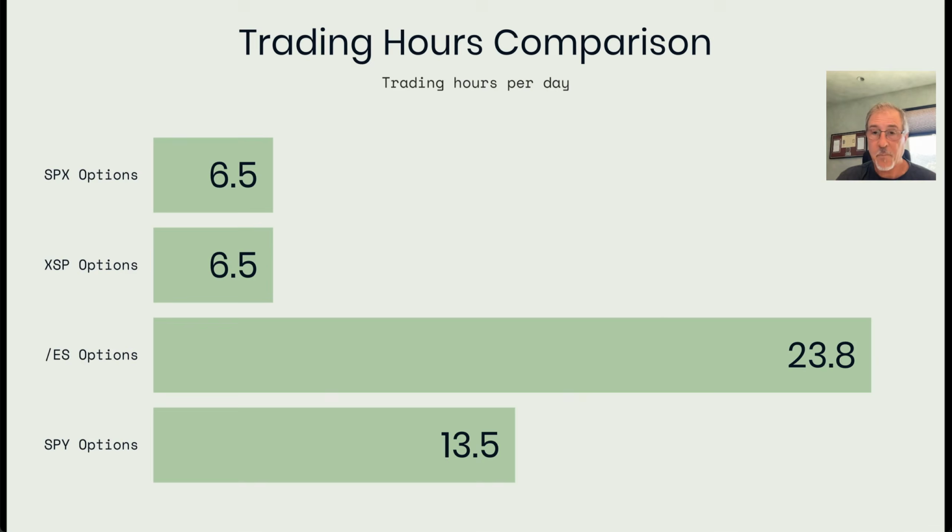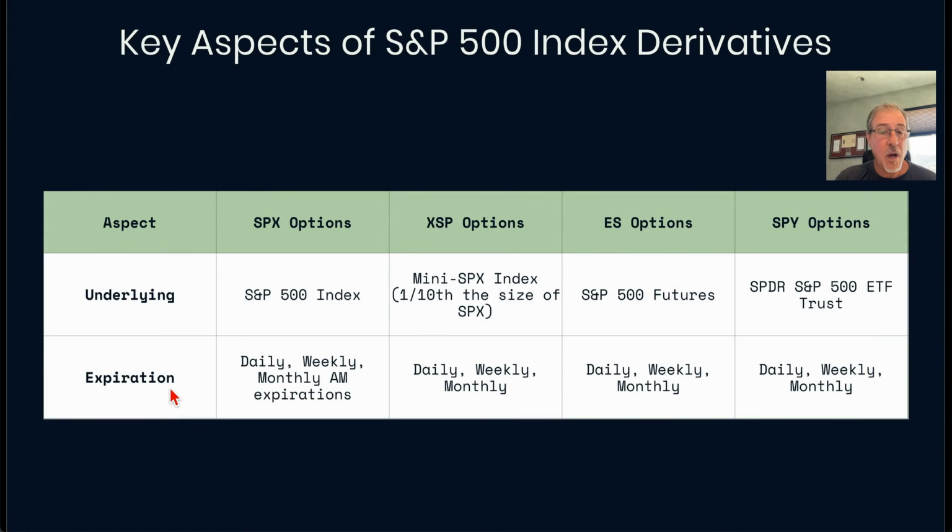Might be a time when someone would come in and look to do an ES trade because it is open round the clock. And then finally, I want to talk about the expiration, how often the options expire. So the SPX options, they are daily, weekly, monthly, and then they also have something called AM expirations on the monthlies. Those are a little weird. So if you trade SPX options, I'd urge you to dig a little deeper into what is an AM expiration. Again, the AM expirations happen monthly.